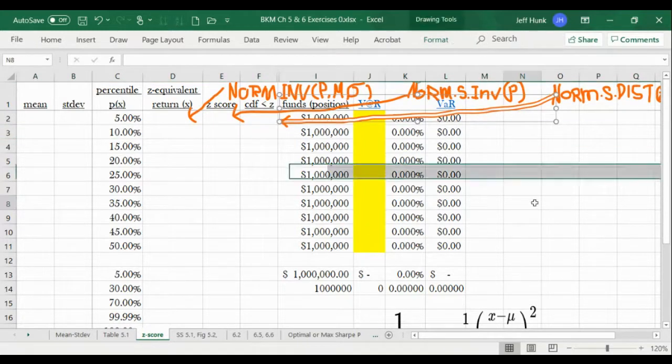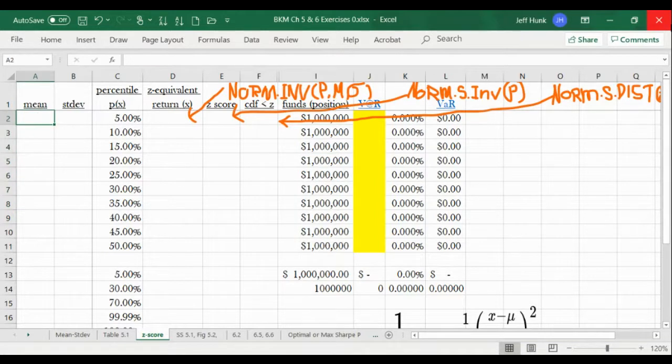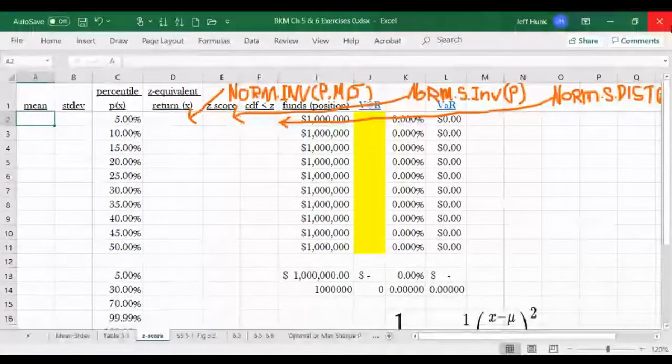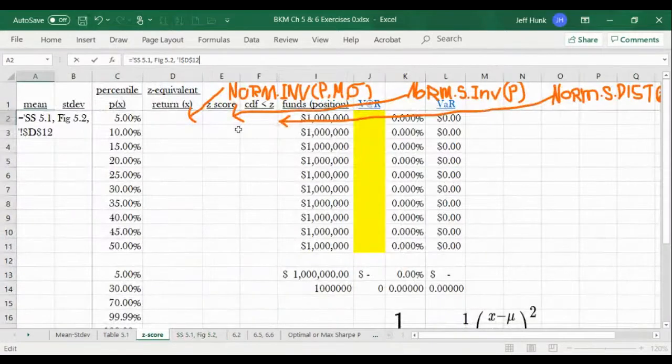Suppose we have $1 million under our management, right? That's the fund size that we are managing. And we already know our mean, we can directly link to that. So equal sign, and I'll click that and also lock it, right?